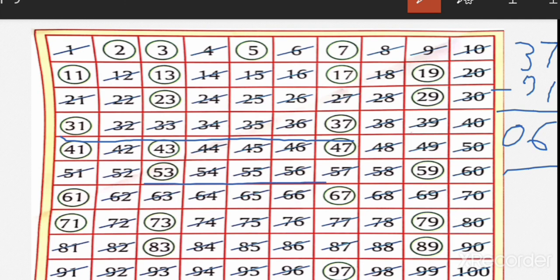What will be the other pair? See here, 53 and 59. This is also a pair which differ by 6. 9 minus 3, we are going to get 6 on the unit place. Other pair will be 61 and 67. Then 73 and 79. 83 and 89. So these are the pairs which differ by 6. There is one more pair. See here. 23 and 29. Understood, students? So any 2 pairs we can write from here.